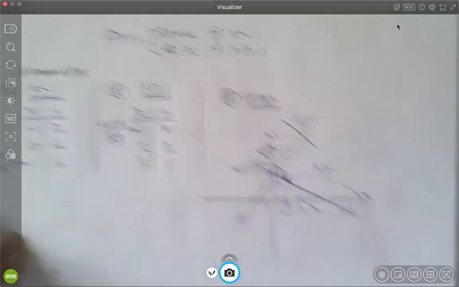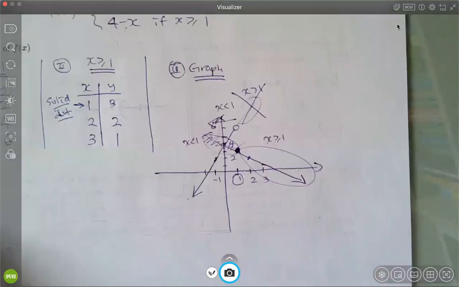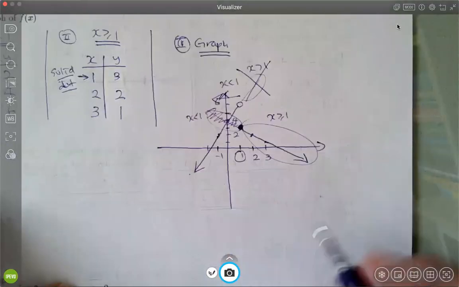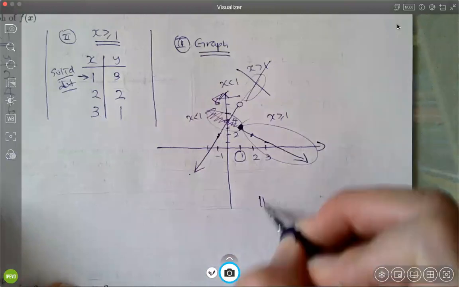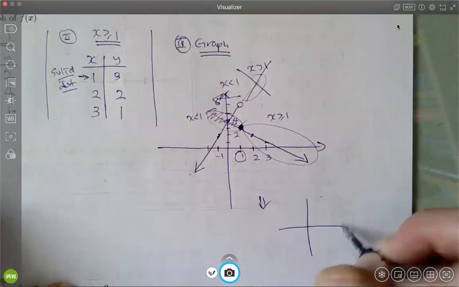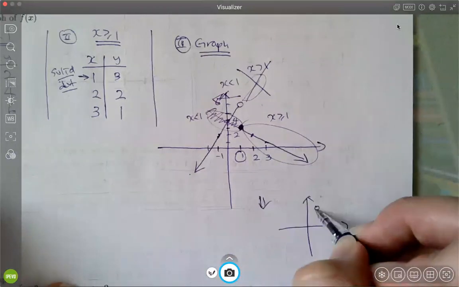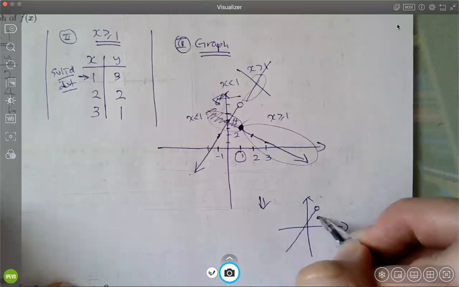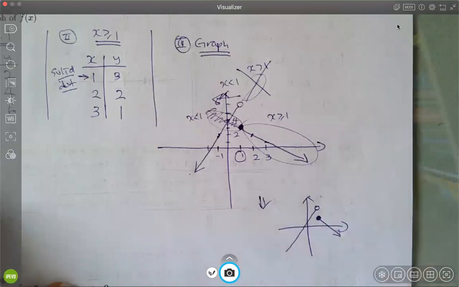Okay, so now let's clean things up. So how does the graph look like? It's obviously looks messy, but the graph looks like something like this. Okay, so that is the graph. Okay, so what do you notice here? This is obviously not continuous, right? Because of the jump, right?